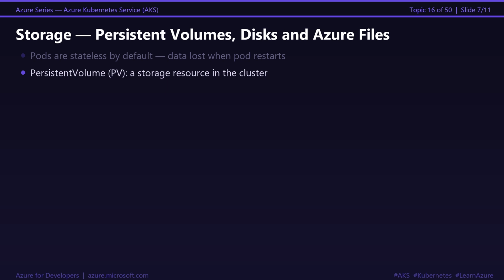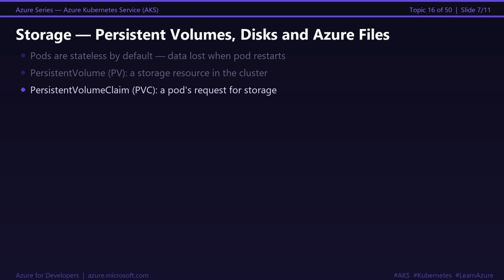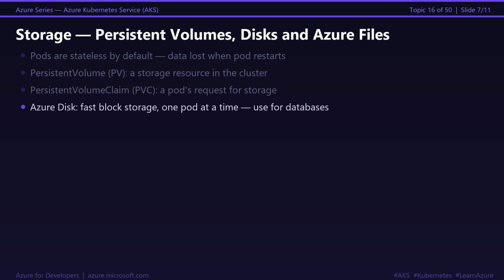Azure Files uses the SMB protocol and can be mounted by multiple pods simultaneously. Use it when several pods need to read and write shared files, a media processing pipeline, for example, where multiple workers process files from the same directory. In Kubernetes, you define a persistent volume claim, essentially a request for storage of a certain size and type, and AKS automatically provisions the Azure disk or file share behind it.